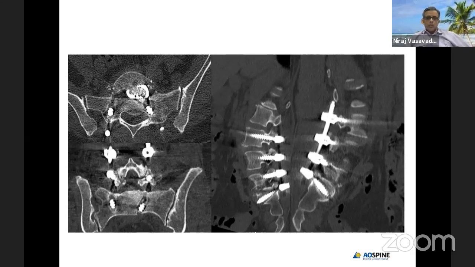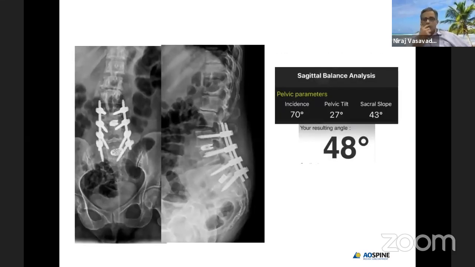And one of the reasons would be that the patient's sagittal parameters were off balance when multi-level fusion was attempted. The PI was almost 70 degrees. It was a high PI patient, and the restored lumbar lordosis post-surgery was only 48 degrees. So there was a PI minus LL mismatch of almost 22 degrees in this patient. Pelvic tilt was going significantly higher, 27.